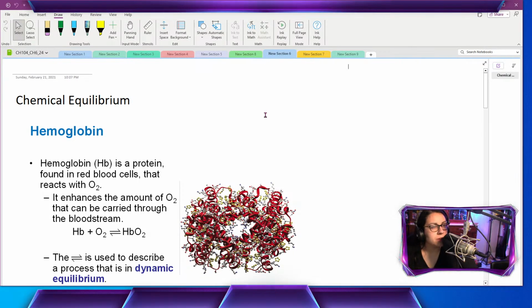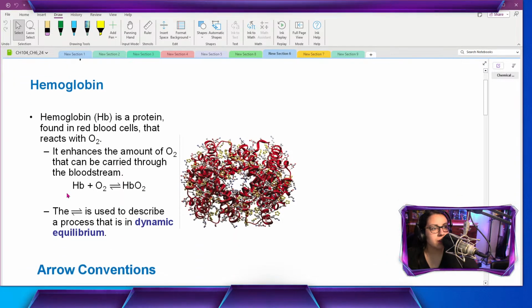So our last bit is Le Chatelier's principle. This is important for our lab. Let's look at this process here. Now we're looking at hemoglobin. Hemoglobin is our protein that's found in red blood cells. It reacts with O2 and binds. This hemoglobin is iron based, and it binds to our oxygen and then transports it around.